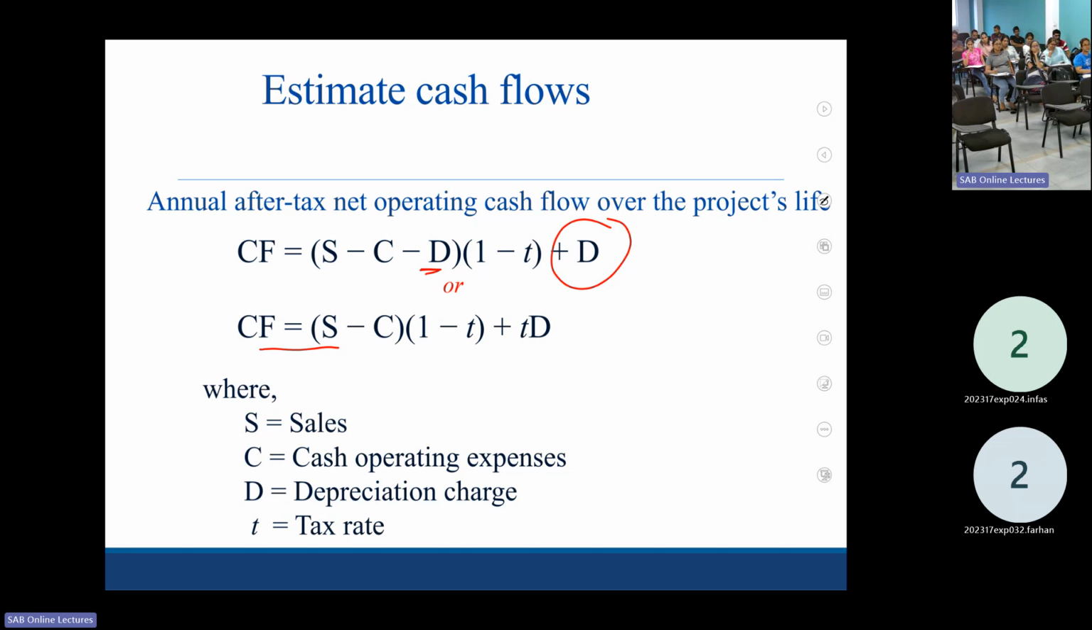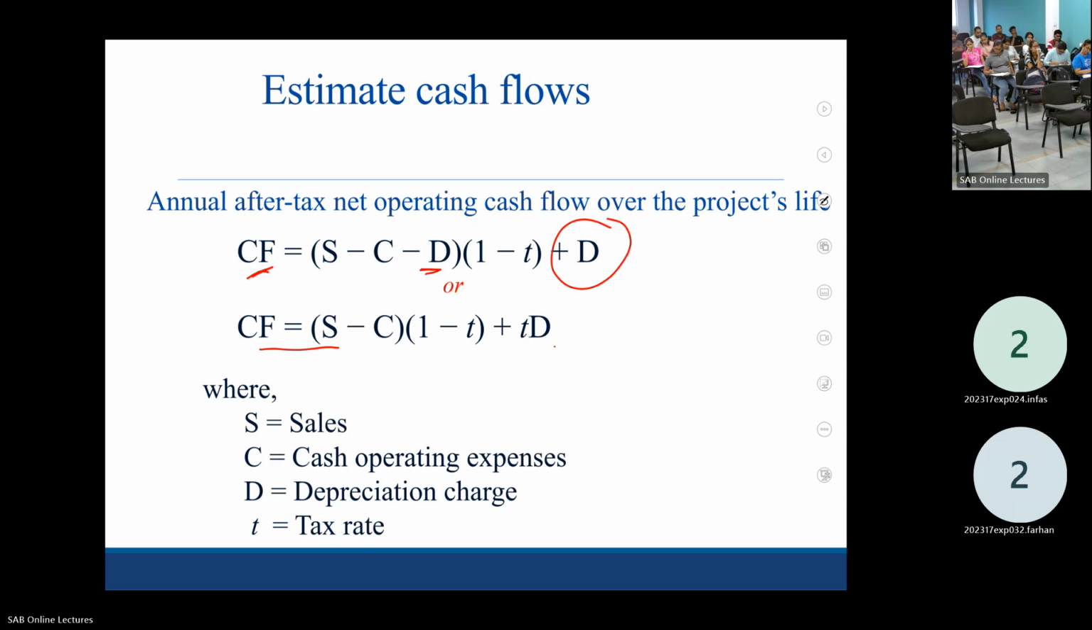Because depreciation is not a cash flow. So here, this is operating cash flow. You may add back the depreciation to get the cash. This is the normal income statement formula: sales minus cost minus depreciation. So this is after tax profit. After tax profit, you have to add back depreciation to get the cash flow. This is again the same thing.